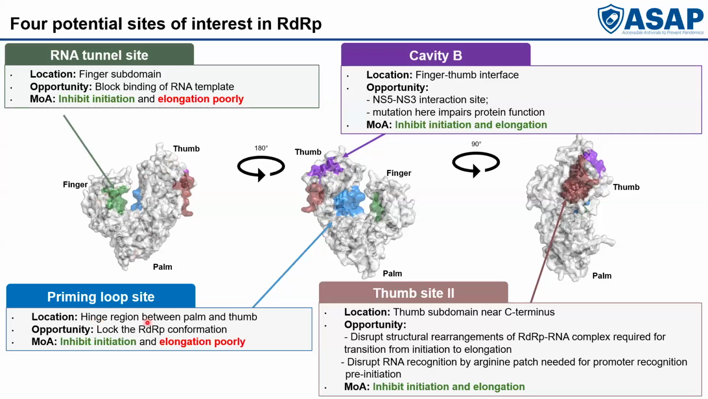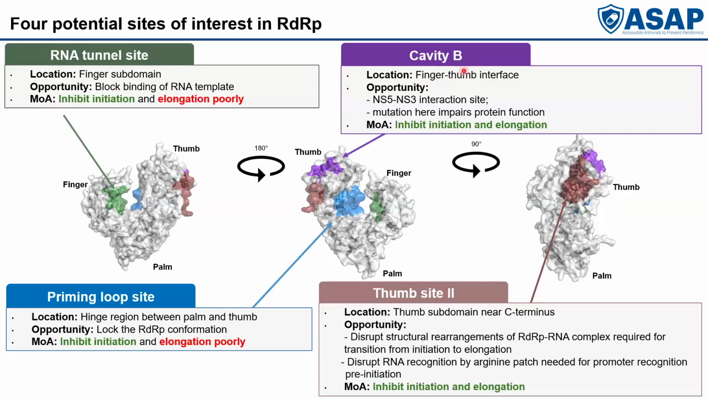The second site is the priming loop site. This site is located at the hinge between the thumb and the palm domains. The main opportunity here is to lock the RDRP conformation. Initiation is inhibited strongly here, but elongation again is very poorly inhibited by blocking this site.